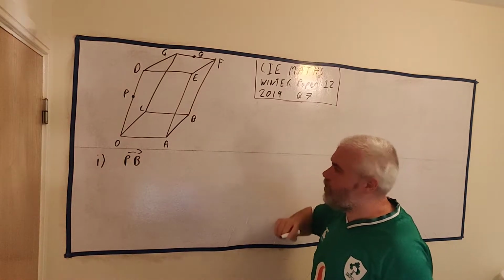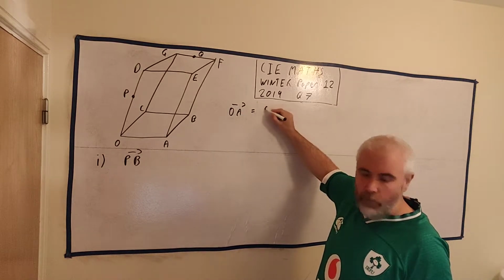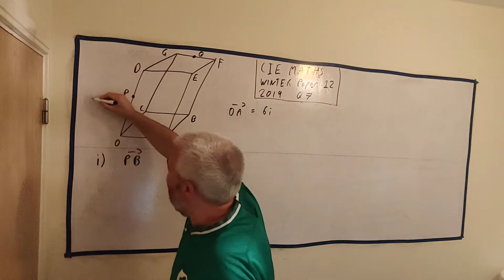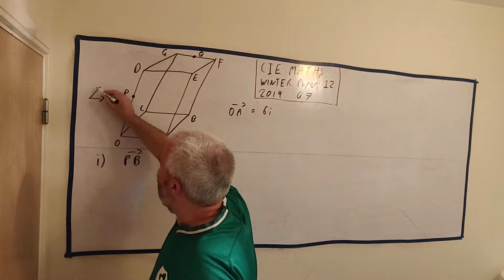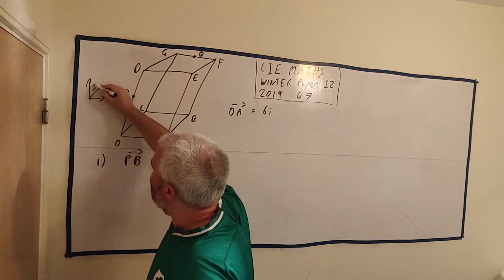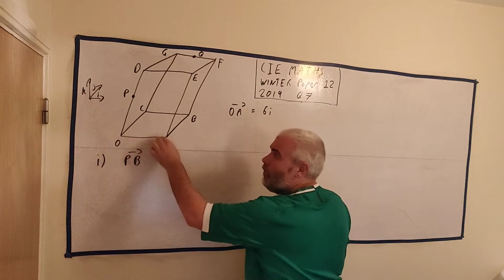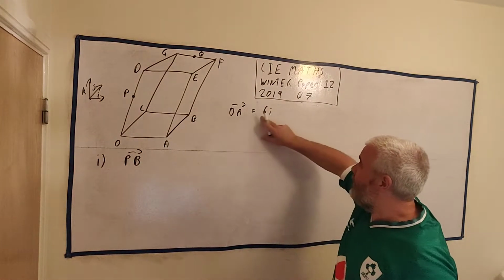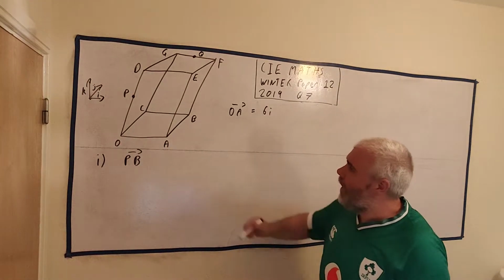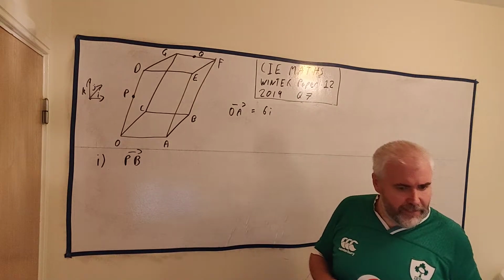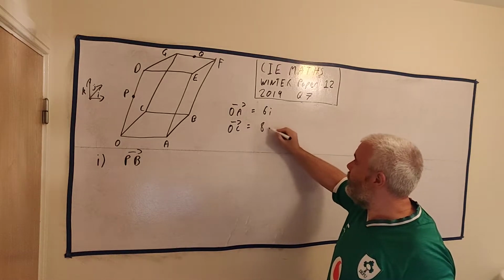I better write them out first. OA is equal to 6i. That's i, j and k, or ijk more accurately. So OA lies right on this i. In fact, OA is equal to 6i, so a unit vector is 1. This is 6 unit vectors along. OC also lies on this. Do they give us anything for OC? They do. OC is equal to 8j.